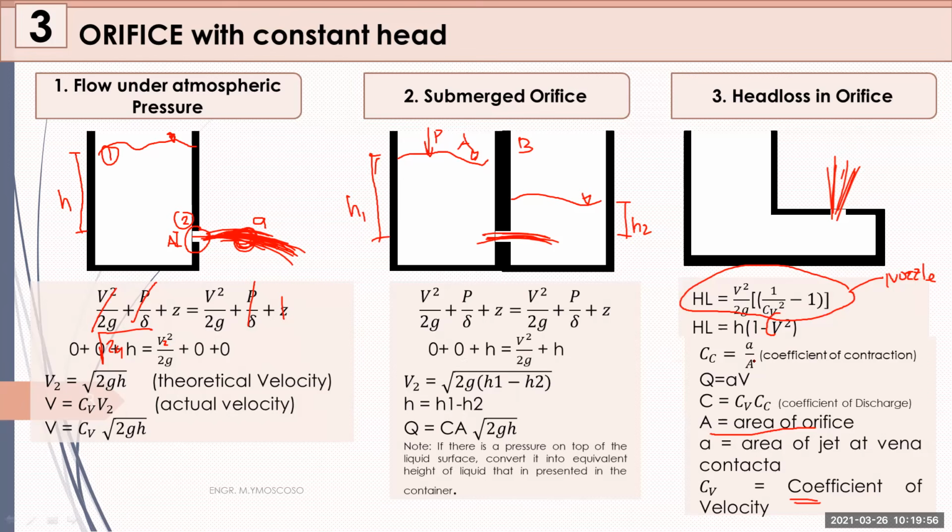Okay? So, ano pa bang kailangan natin dito? You have here your CC. You have your CC is equal to area of your jet at the vena contracta divided by the area of your orifice. That would be the coefficient of contraction.